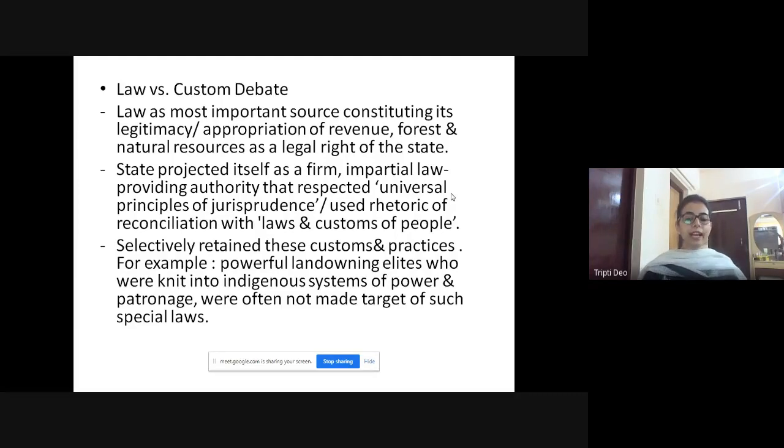So they were selectively retaining customs and practices. For example, powerful landowning elites, maybe the zamindars or the talukdars, were also part of the indigenous system of power, but they were not affected in the same way. In fact, they were patronized by the Britishers, because the Britishers knew that without them the colonial officials could not function. So those people were not major targets under the special laws I have talked about. They are not so much in the purview of that law, not directly affected by it, and not made targets in it. Rather, the marginalized communities are. So broadly, there is a lot you can understand from the forest policies of this period, and please read more from the e-resource.